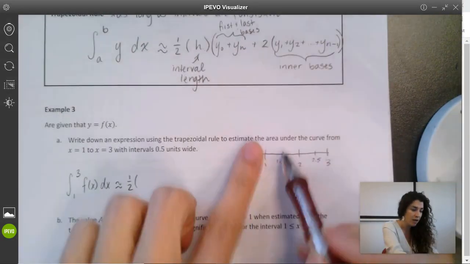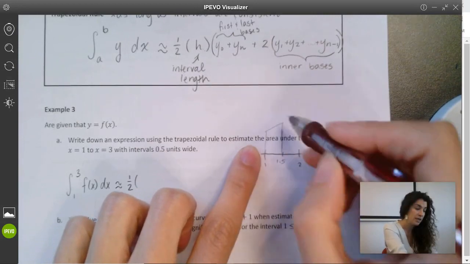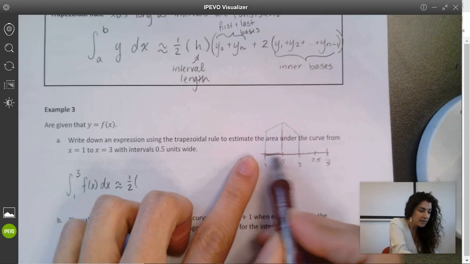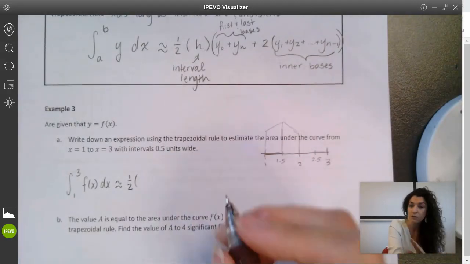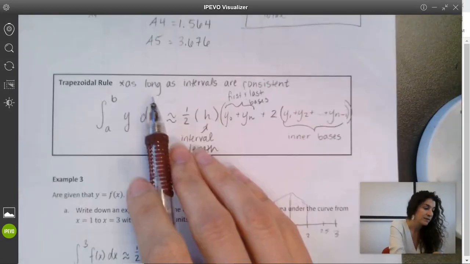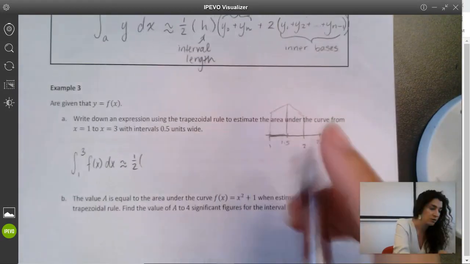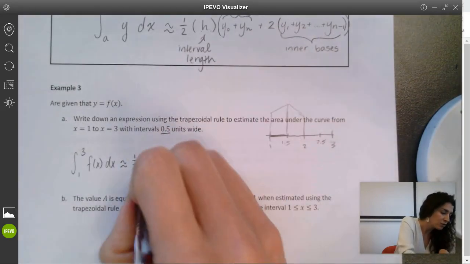So the length of your trapezoid, because this would be something that looks like this, and then maybe something that looks like this, and your height is going to be that guy, and it's the length of your interval. And we know that all of the intervals are 0.5, so as long as the intervals are consistent, as long as it's a consistent interval, it totally works. So that's what we put in, the 0.5, as the length of the interval for h.